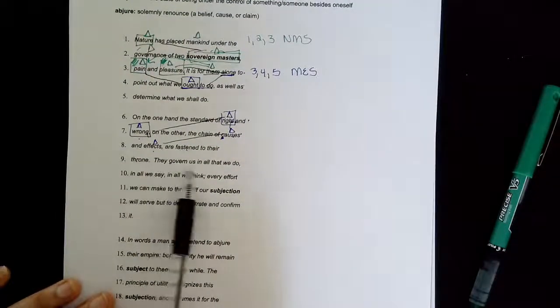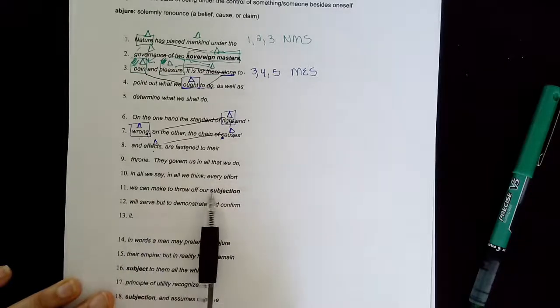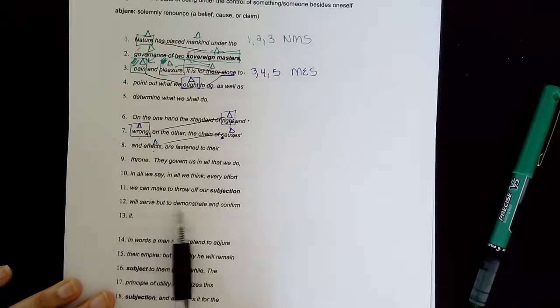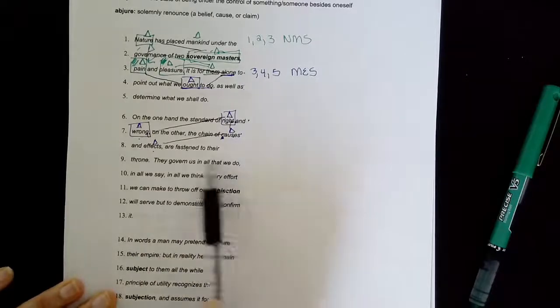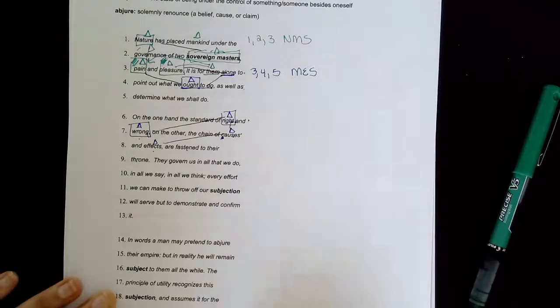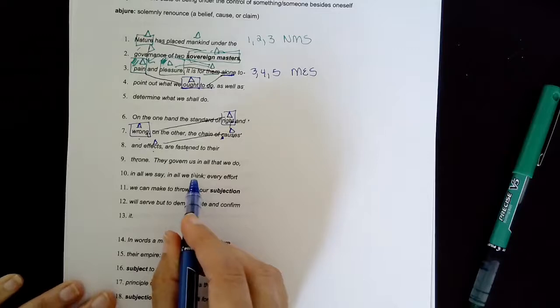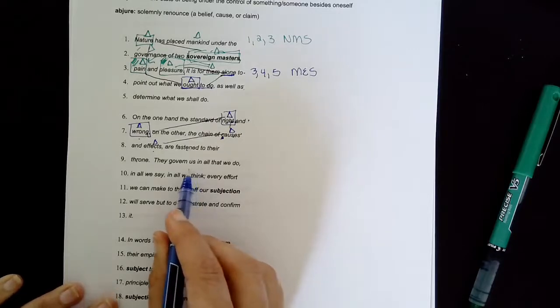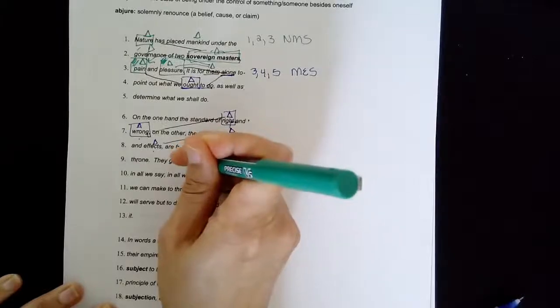Okay, so they govern us in all that we do, in all that we say, in all we think. And every effort we can make to throw off our subjection will serve but to demonstrate and confirm it. In class, I do a thought experiment to expand on and help students understand what he's saying here, but I'm not going to do that for the online class. We're going to focus rather just on noting that he's continuing here to emphasize the role in our lives, right?